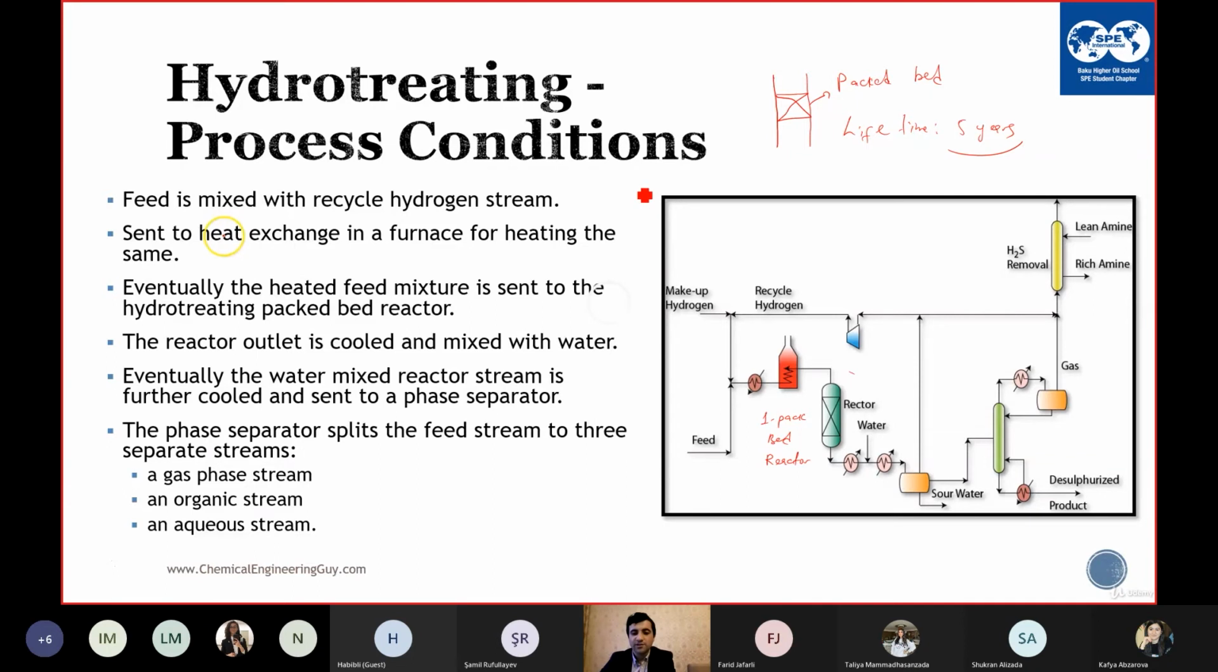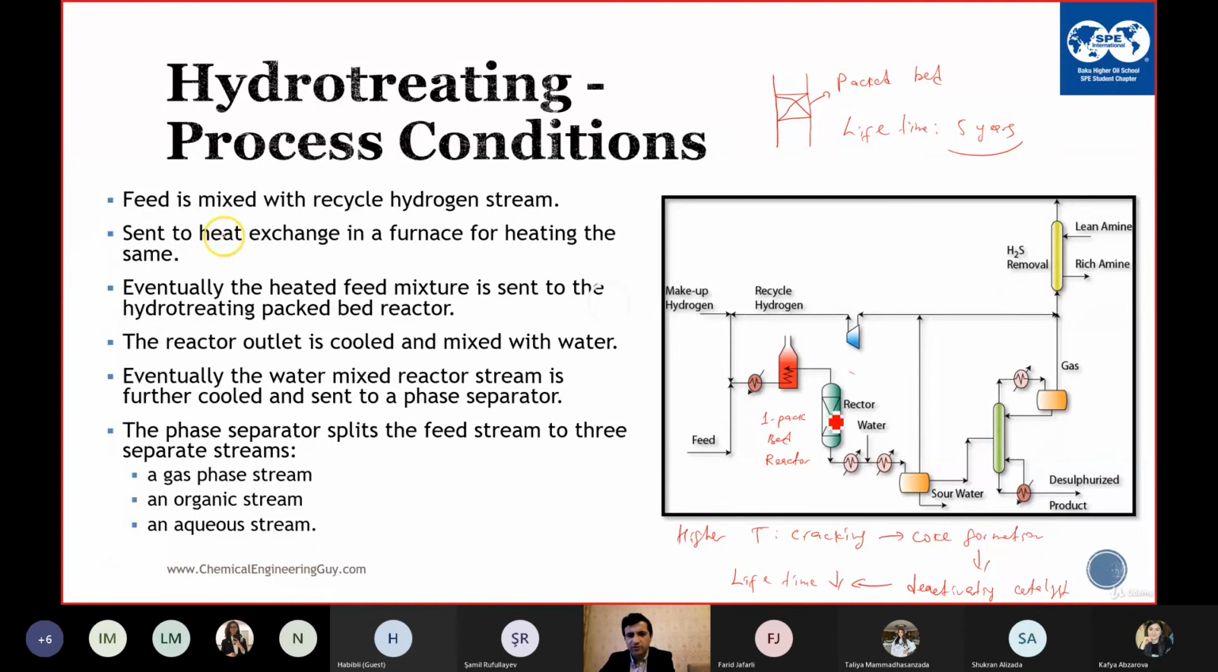However, if you, let's say, exceed the higher temperature, what will happen when you have higher temperature? You will have cracking. When you have cracking, you will have the coke formation, more coke formation. What will happen? Deactivating your catalyst, and then when your catalyst deactivates at a higher rate, so lifetime will be lower.